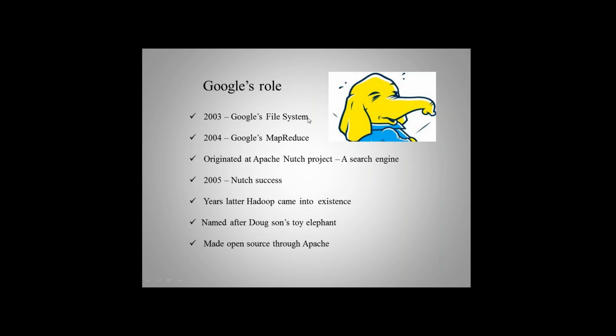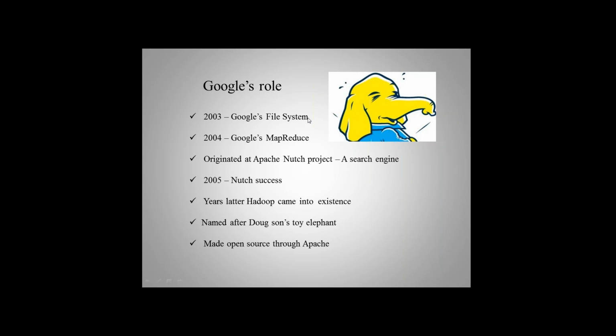And in the year 2005, that search engine was a grand success, and they utilized this project for searching of online books. Years later, around 2008, Hadoop came into existence, which was named after Mr. Doug Cutting's son's toy elephant, because he was the person who led this team. And finally, it was made open source through Apache.